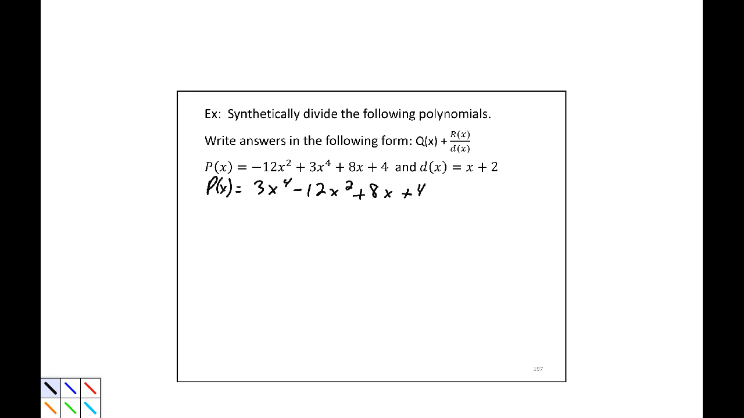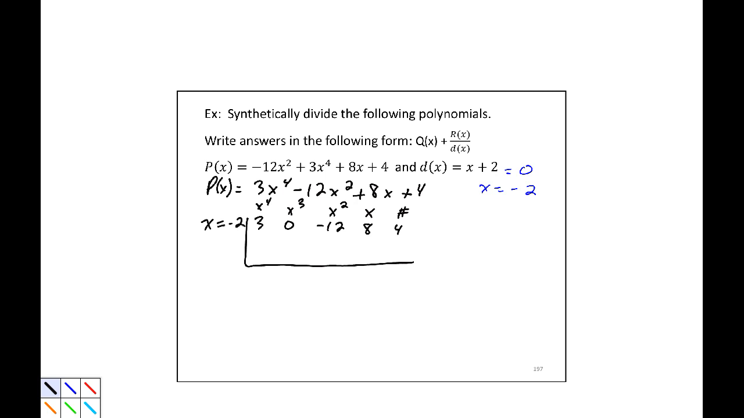So we can use those values to fill in here. That would be 3x to the fourth. We have a 0 for x cubed, minus 12x squared, 8 for our x, our linear term, and 4 for our constant. Now the value that makes our divisor equal to 0 is x equals negative 2. So I'm going to put that over here to the left. Now we will bring 3 down, our first value.